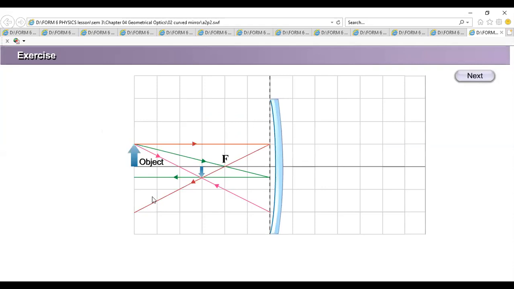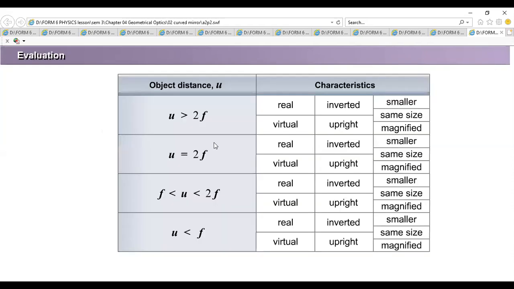Let's look at this diagram. We notice that this will be the distance of F and this will be the distance of C, because F is 1 unit of the focal length. That means that C will be double the focal length. So from here, this will be the characteristic of the image formed by the concave mirror, which we already learned in the previous lesson.